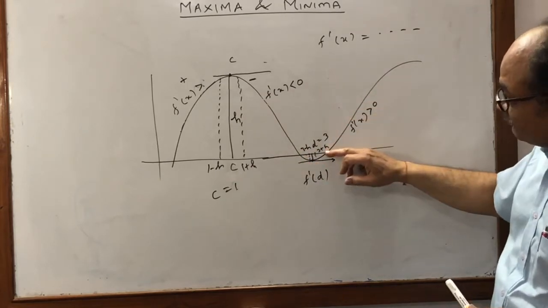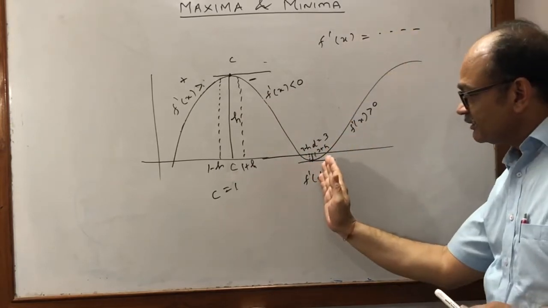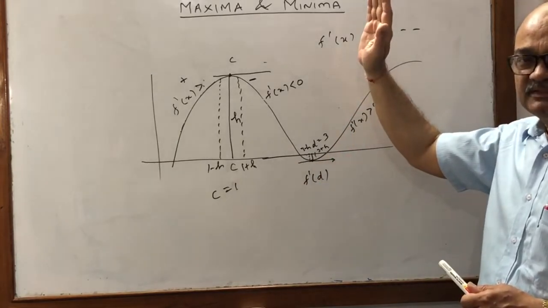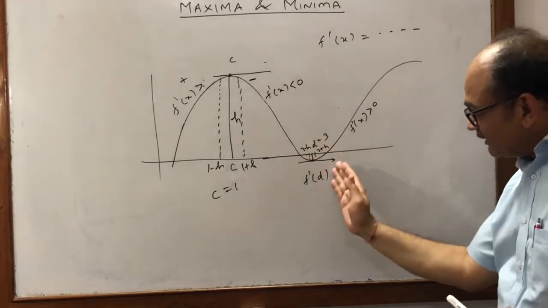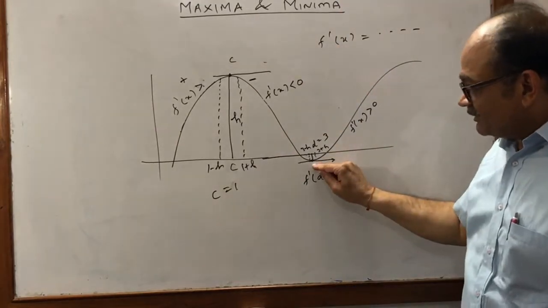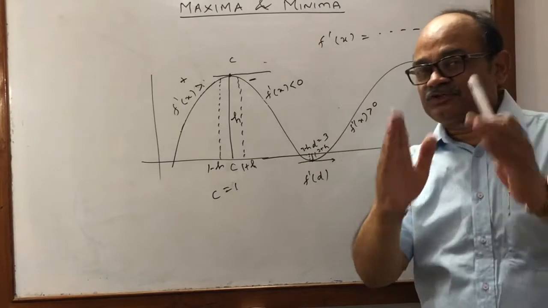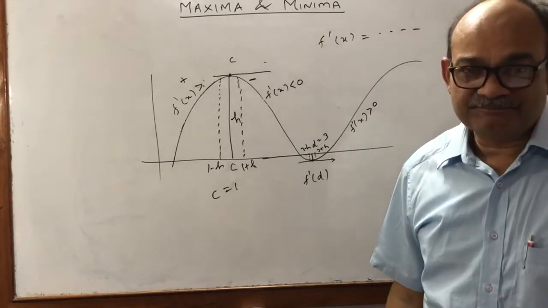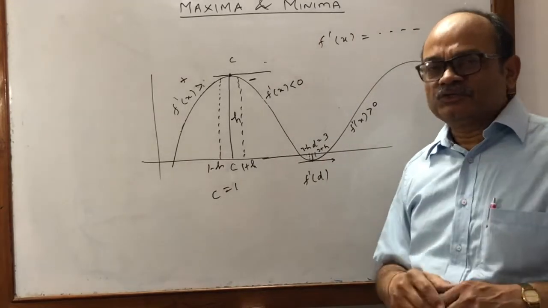And when we put f(3 + h), the sign changes to plus. It means it is decreasing and then automatically starts increasing. So this point x equals 3 is said to be the point of minima. But we are not using this method.